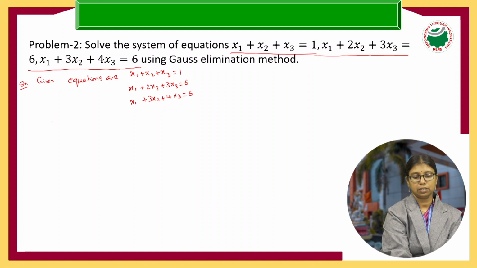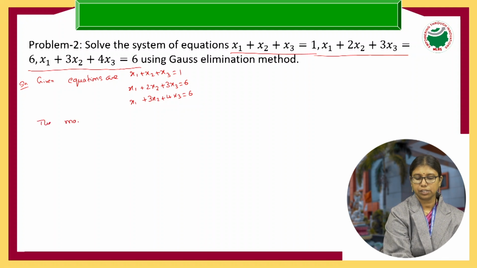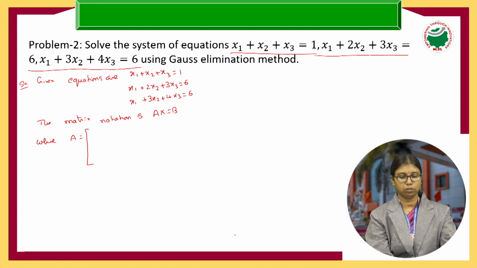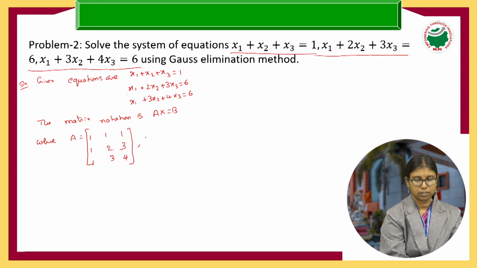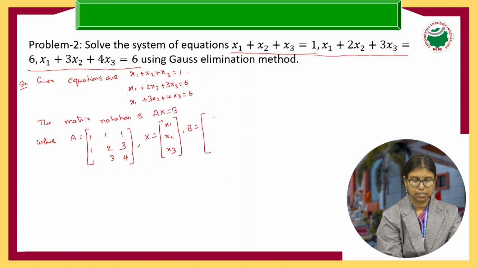So take the matrix representation. The matrix notation is Ax is equal to B, where A is the coefficient matrix. So what are the coefficients here? 1, 1, 1. Next coefficients 1, 2, 3. And next one 1, 3, 4. Next, the unknown vectors are x1, x2, x3. And the constant vector capital B is 1, 6, 6.